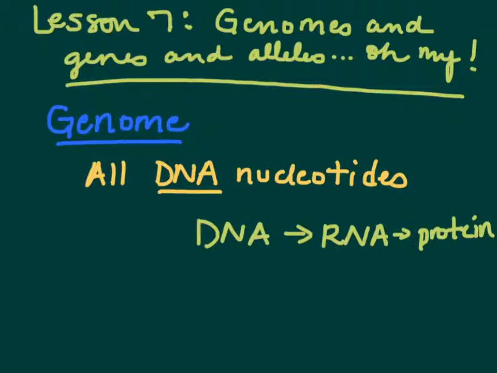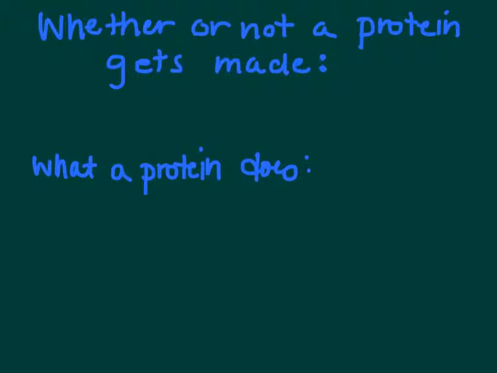These regions that code for proteins, remember, we refer to as genes. And whether or not a gene is going to be used, it has a special name that we call gene expression. So remember that whether or not a gene gets used, we call gene expression.